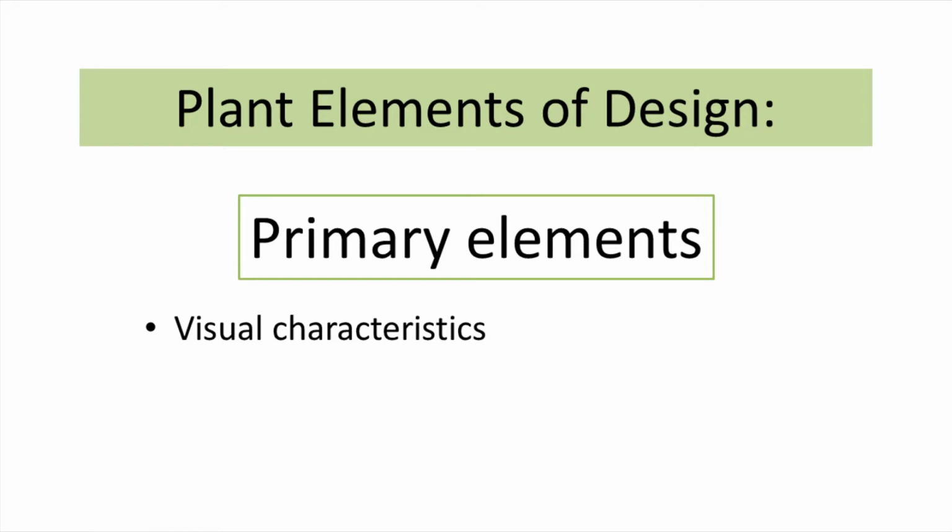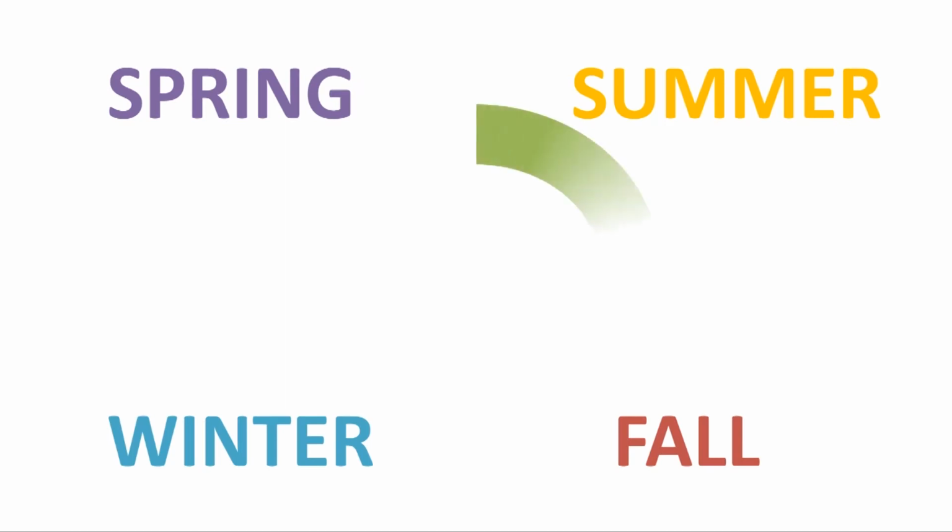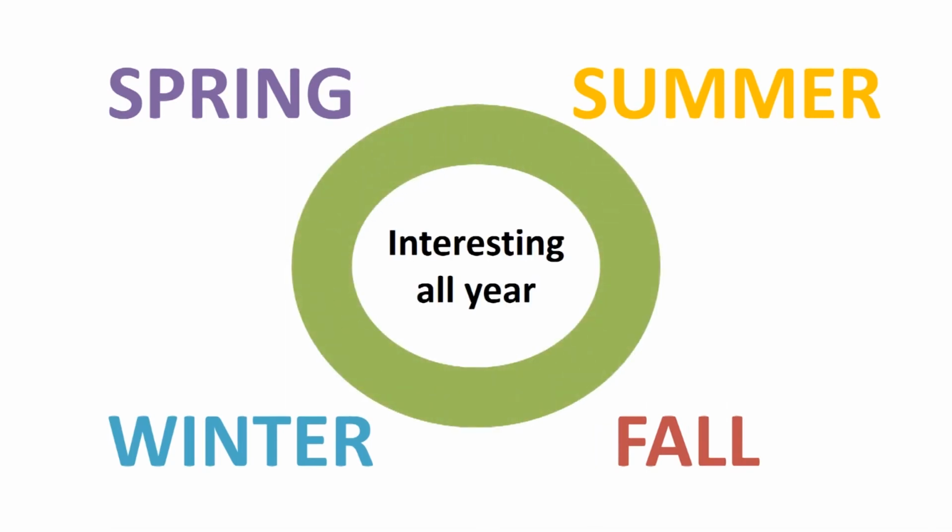There are 5 primary elements of design when it comes to plants. These are the visual characteristics of plants, and they include the type of plant that it is, the form, the size, which includes the height and width at maturity, the plant's texture, and the season in which it has significant interest. We have to pay attention to these characteristics when developing plant combinations because we have to have enough variety and interest, and with plants that changes throughout the year. We need to make sure the planting is attractive and interesting all year, but not too busy.